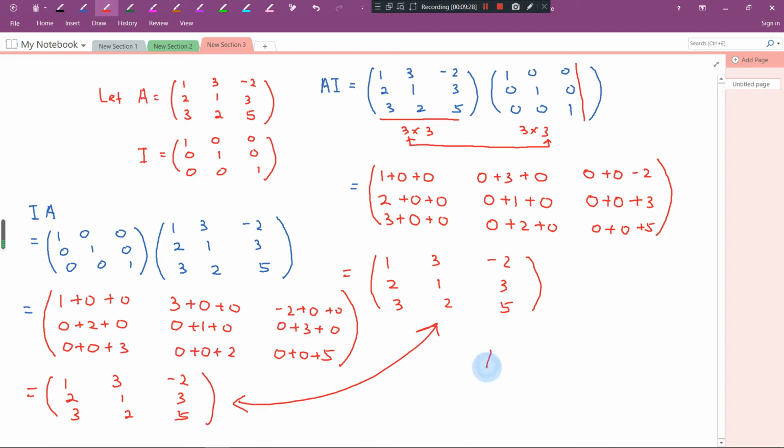Okay, so remember, AI is equal to IA, and they are equal to A. So next time when you see AI, a matrix multiplied by an identity matrix, actually you don't have to do all these steps. You just copy back the matrix. Let's try another example.